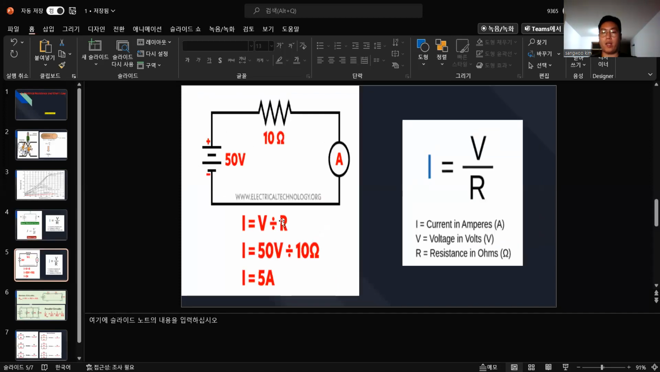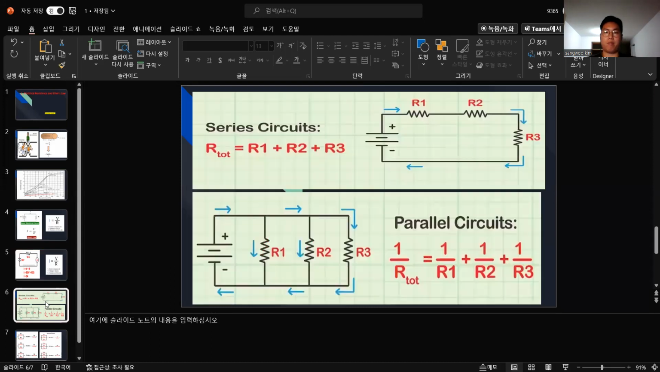So for example, look at that. Here, we want to know the current, right? I. We only know the voltage and resistance. So using the equation, I is 5 amperes, right? And the next part, okay.